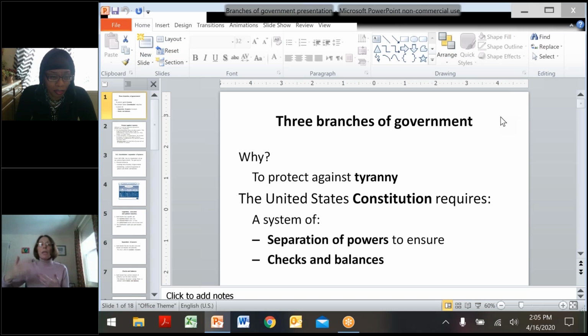Okay, why was the government set up this way? The major purpose was to protect against tyranny. And for that purpose, the U.S. Constitution requires a system of separation of powers to ensure checks and balances. And I'm going to explain all of those right now.